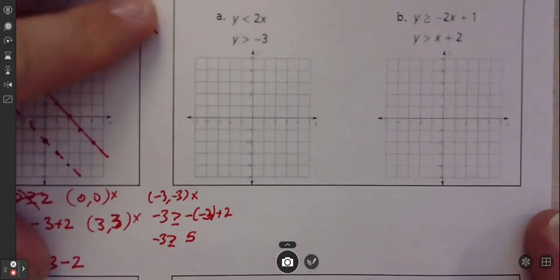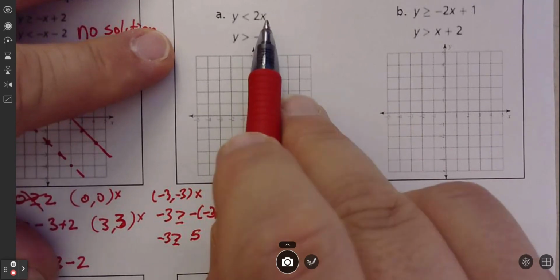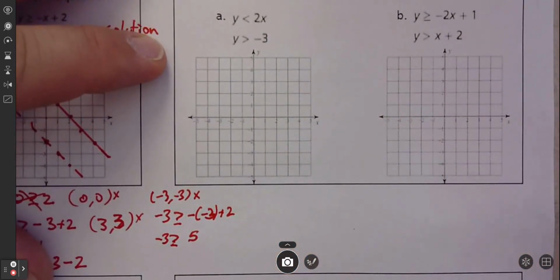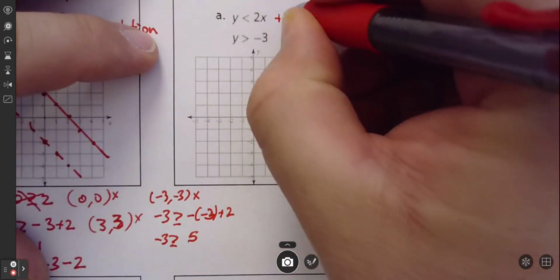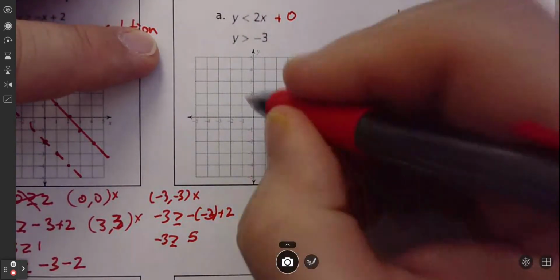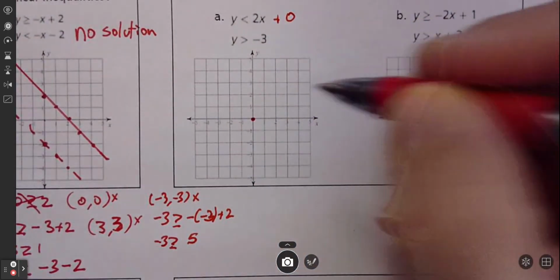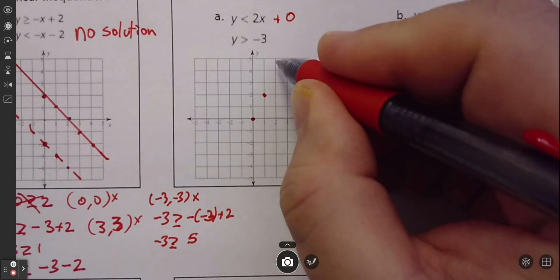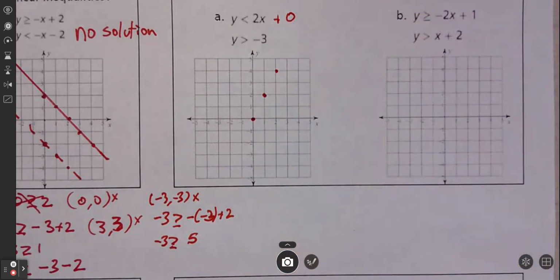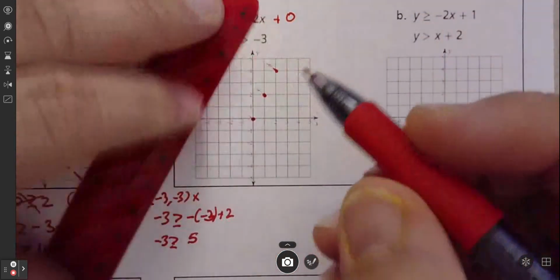Next one. Sometimes people get confused. What is my y-intercept on this one? 0. So it's kind of nice to write plus 0. So this one starts at 0, goes up 2 over 1, up 2 over 1. Dotted or solid line?